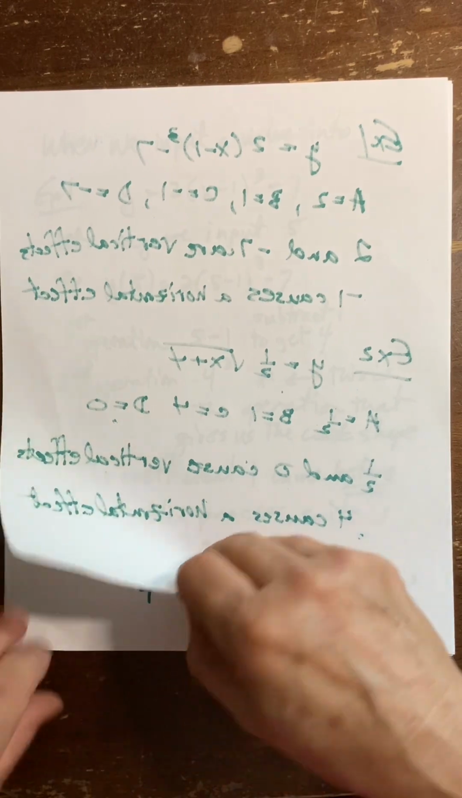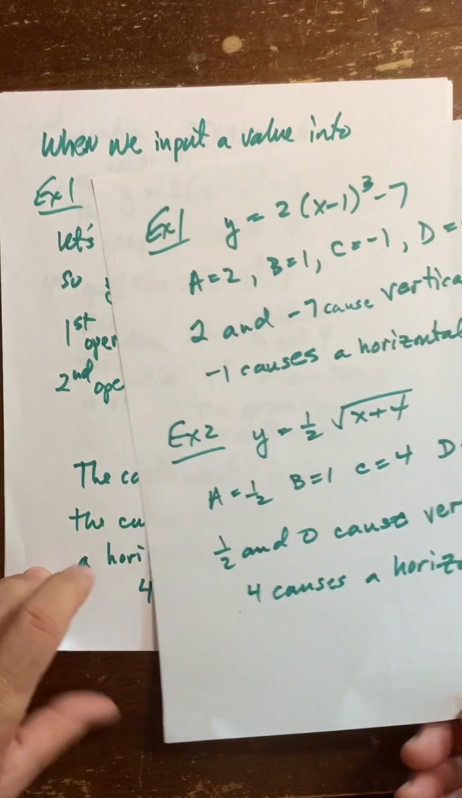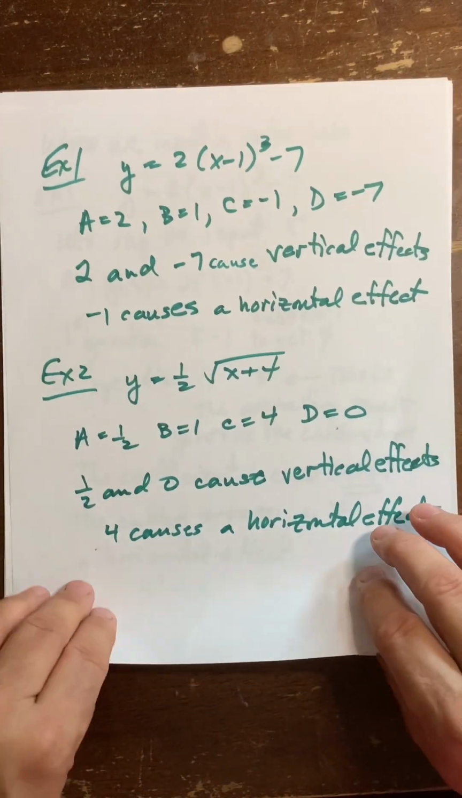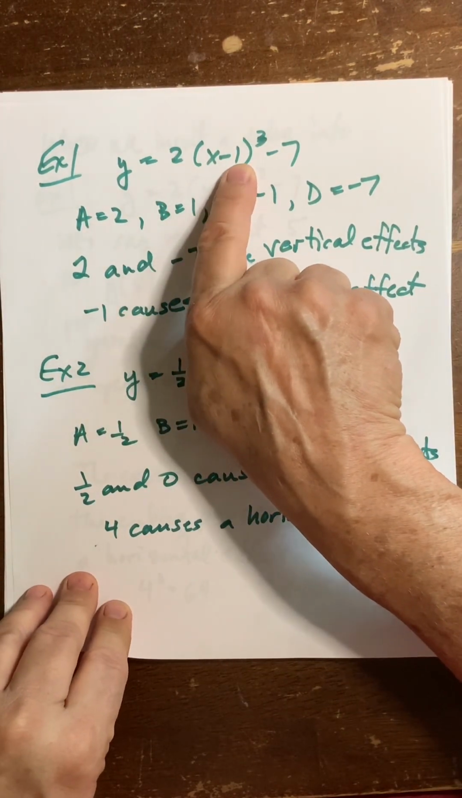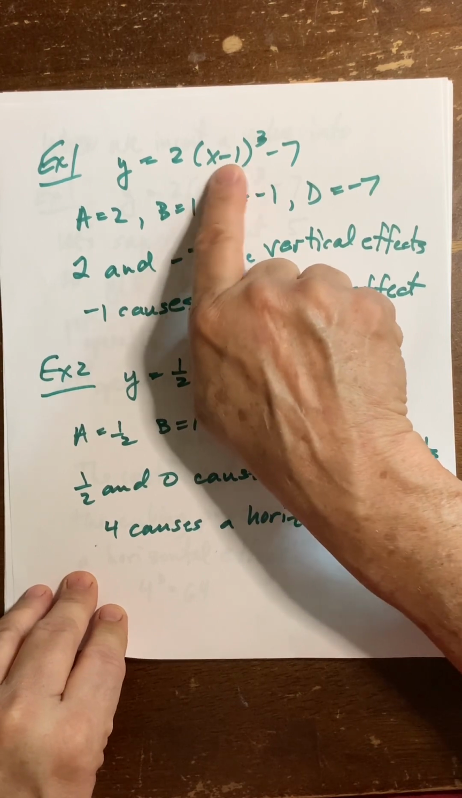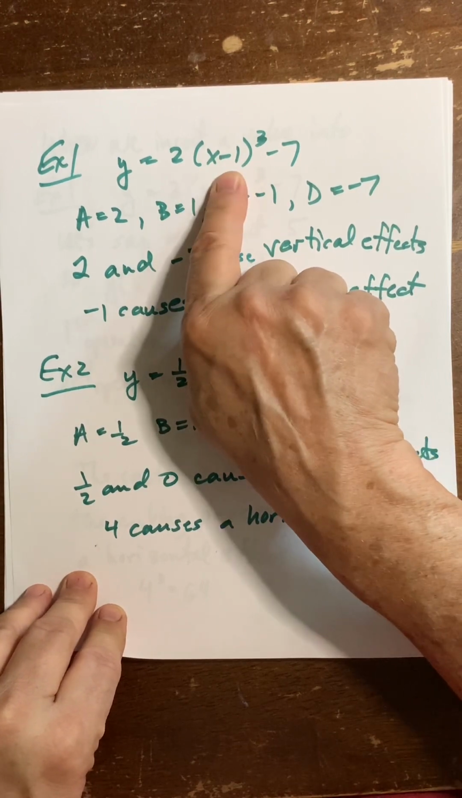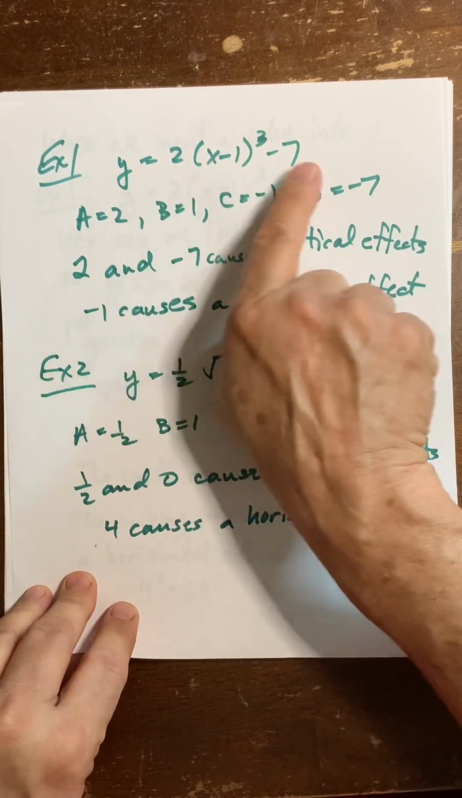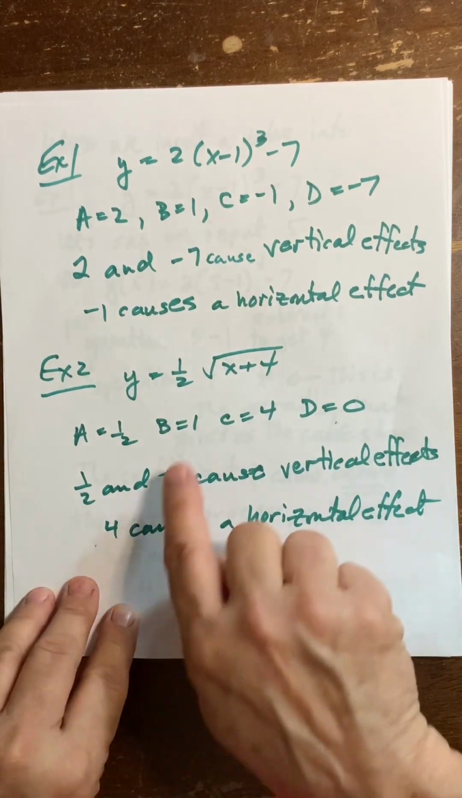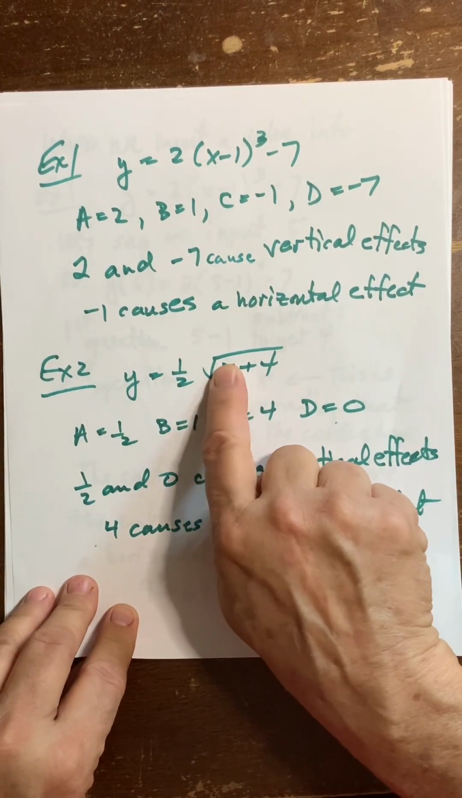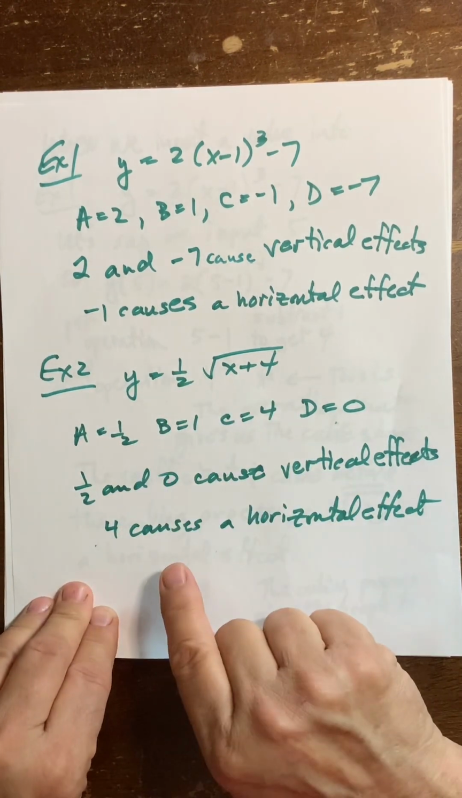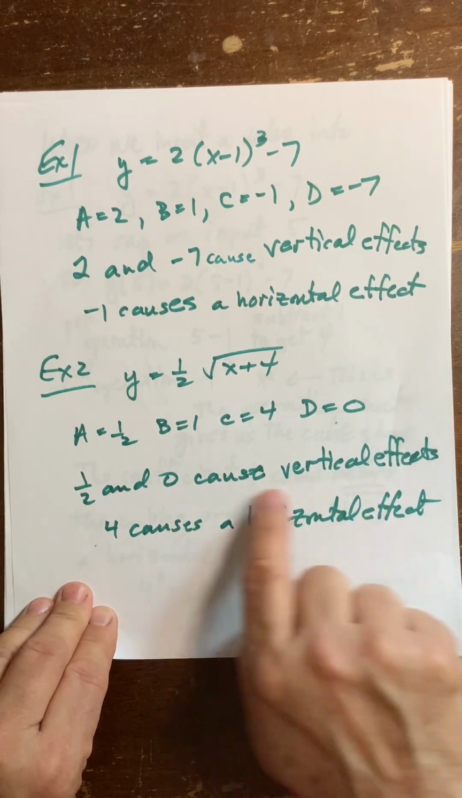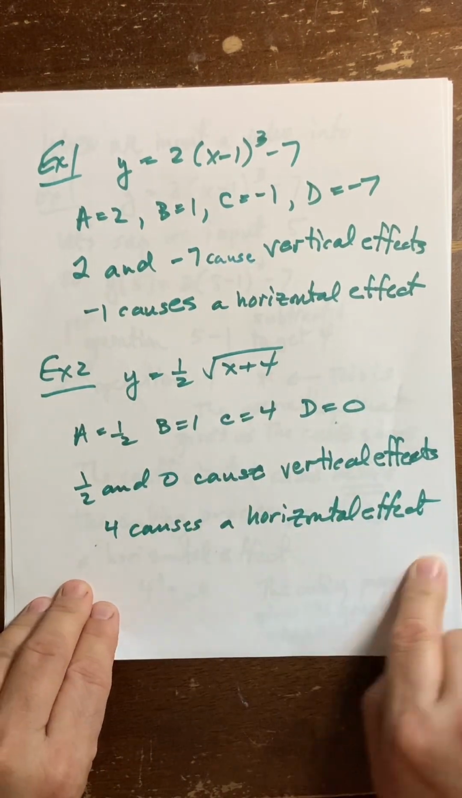Okay. So now let's take a look. Here, when you look at that cubing process, the -1, you can look at it as a plus of -1. That causes a horizontal effect. Then comes the cube. Then you have the 2 and the -7. Those are vertical effects. Here, the square root, the 4 comes before the square root, so that's a horizontal effect. Then the half comes after it. So the half causes the vertical effect. The 4 causes the horizontal effect.